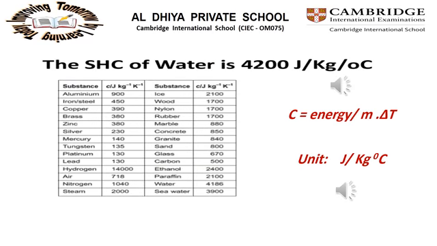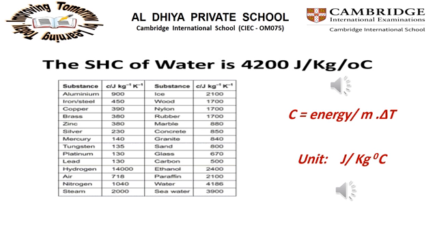This table shows the specific heat capacities for different materials such as aluminium, iron, steel, copper, brass, zinc, silver, mercury, tungsten, lead, hydrogen, air, nitrogen, and steam. The s.h.c for the water is 4,200 joule per kilogram multiplied by degree Celsius.